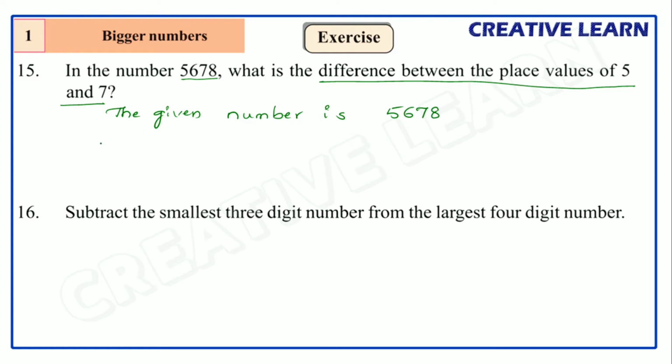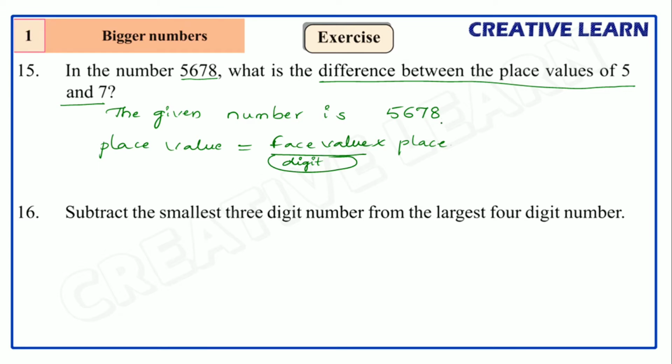Place value means nothing but face value into place. Face value means the digit itself only. Face value means nothing but the value of the digit only.